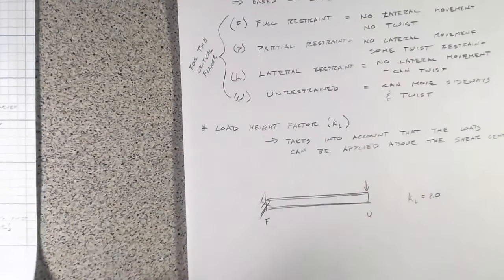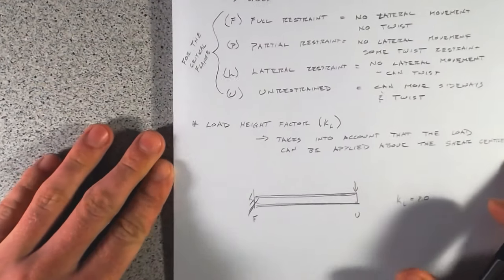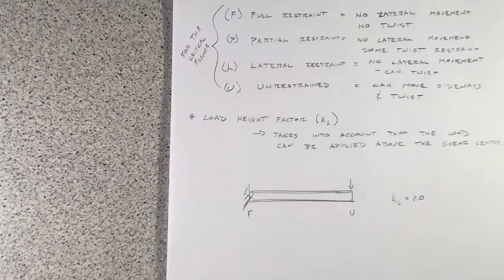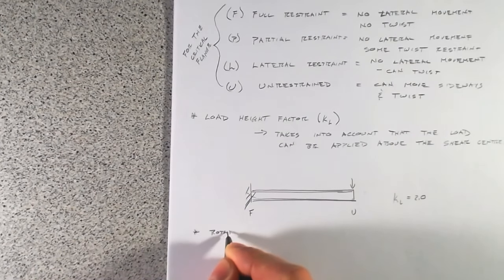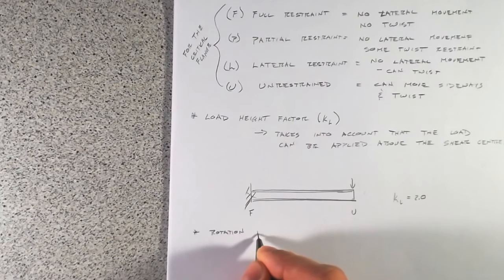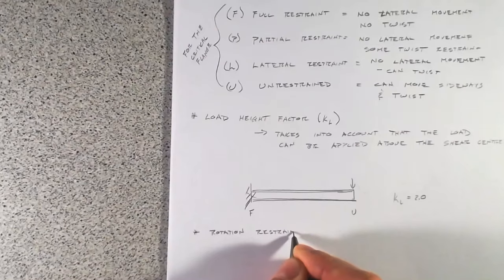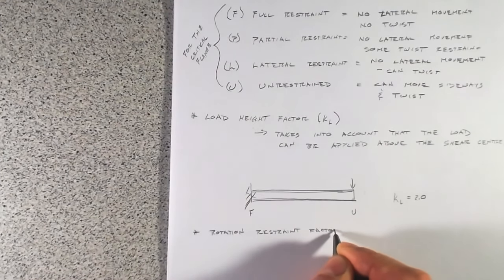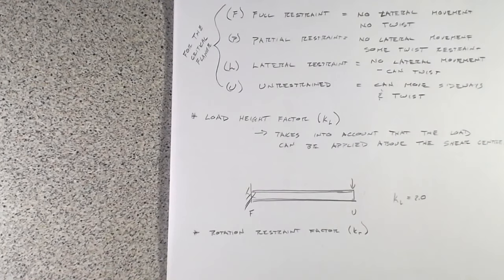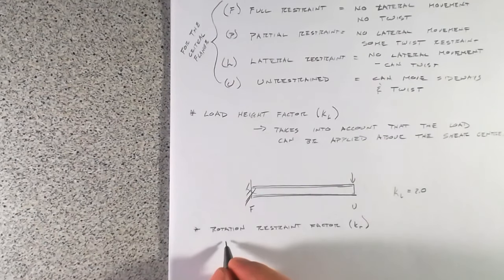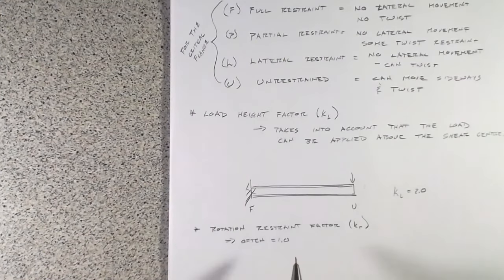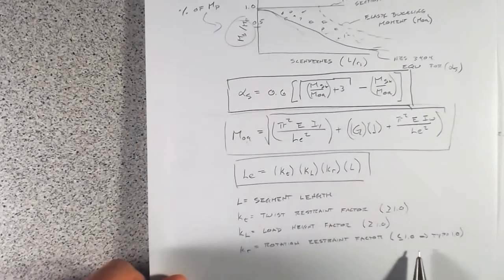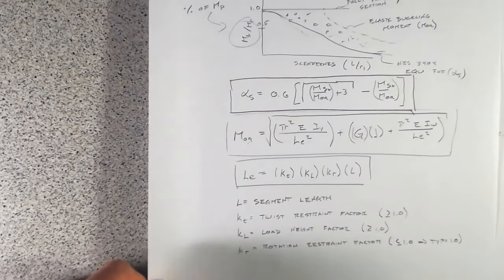All right, so we have just one more factor to look at, and then we'll wrap up this video, and then we'll do an example to bring all of this together, and that is our rotation restraint factor. So this one's an odd one, and it's often equal to 1.0. This is the only one that we've talked about so far which is going to be less than or equal to 1. So this is the only thing that helps us with our L sub E.